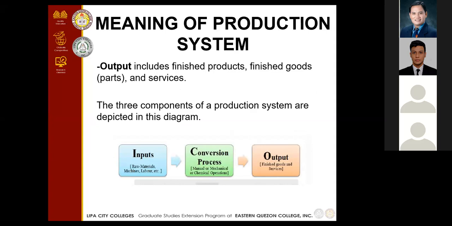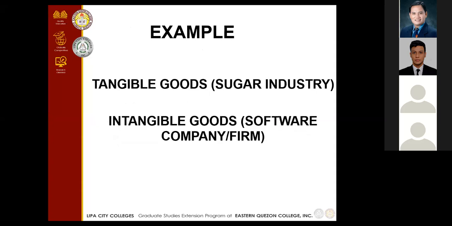While the conversion process is the actual production process, operation may be either manual or mechanical or chemical. Output, alam naman nating lahat na siya na yung finished products or goods or services. So ayan, the three components of a production system are depicted in this diagram. Makikita natin yung inputs, example nga niya is yung raw material, machine, labor. Yung conversion process naman is manual, mechanical, or chemical, or operational, while the output is the finished products.